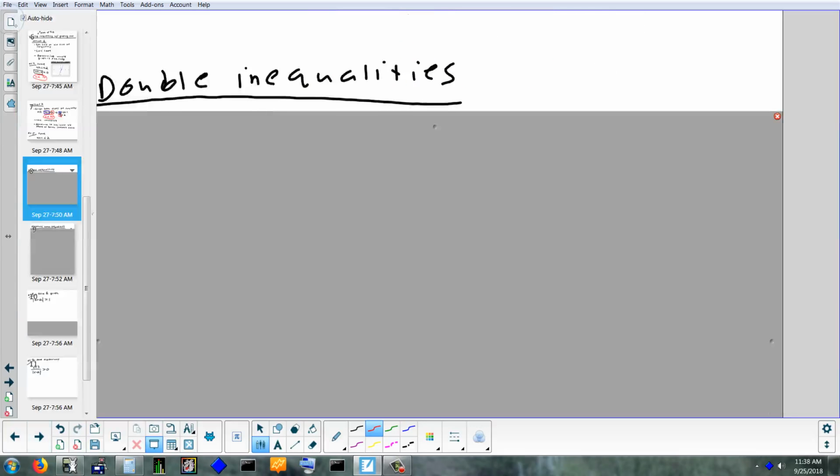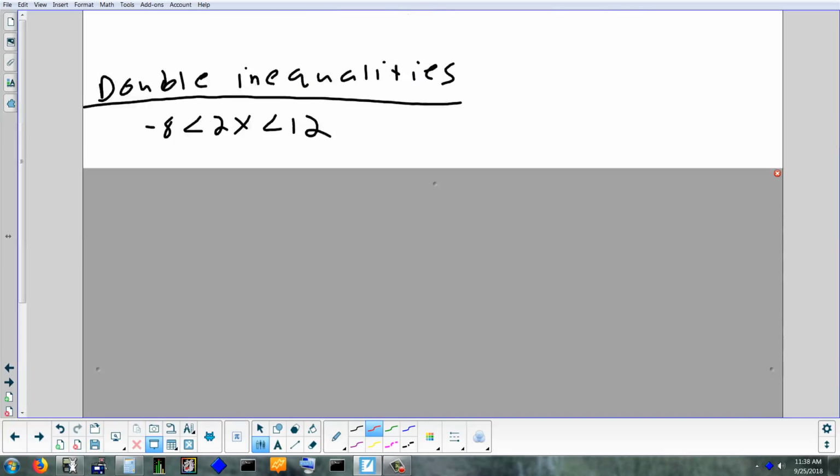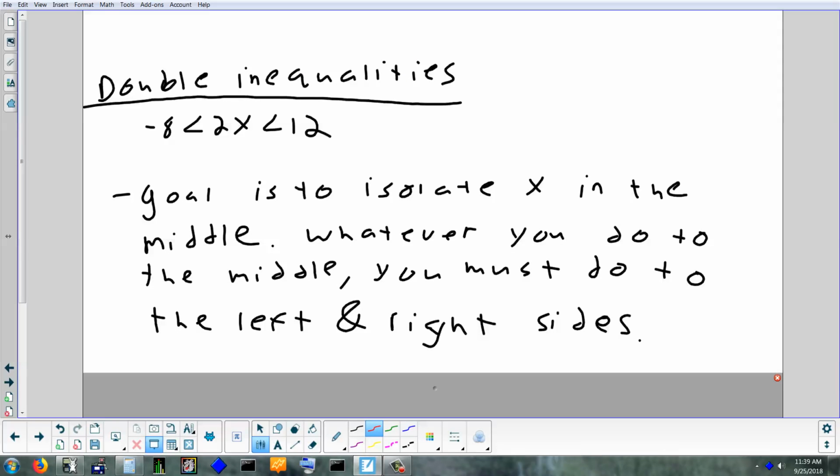Hey, double inequality. Okay, let's look at this one. So, double inequality, kind of like what we looked at earlier with a conjunction. But how do we solve that? Well, the goal with a double inequality is to get x by itself, just like the goal always is. Except you don't just have a left and a right. You have a left, a right, and a middle. So whatever you do to the middle to get x by itself, you have to do it on the left, and you have to do it on the right.